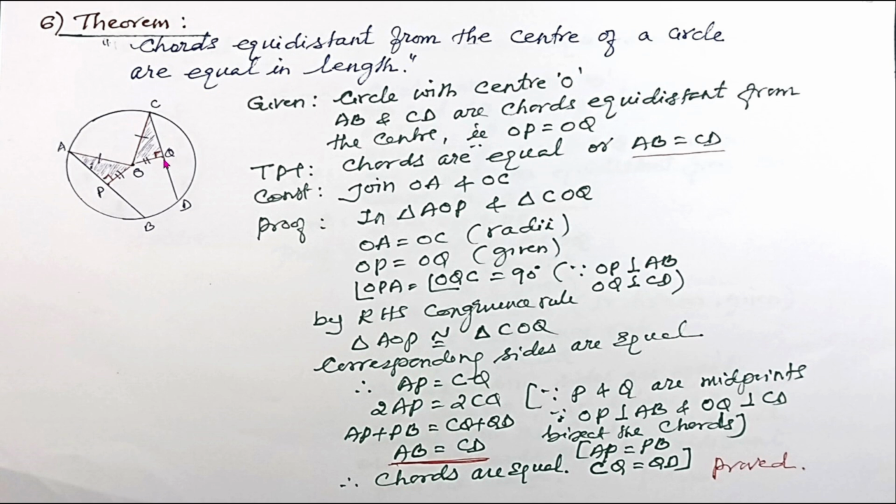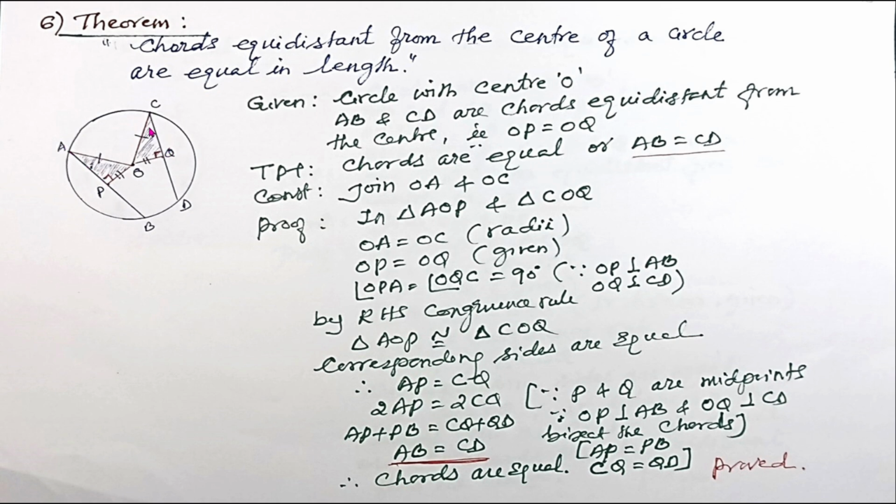and OP is equal to OQ, which is given to us, and that is the perpendicular distance, and the angles APO and OQC are equal to 90 degrees because OP is drawn perpendicular to AB and OQ is drawn perpendicular to CD. They are the perpendicular distances, and therefore by RHS congruency criteria, we have triangle AOP and triangle COQ congruent, and because the two triangles are congruent, their corresponding sides are equal. Therefore AP is equal to CQ.